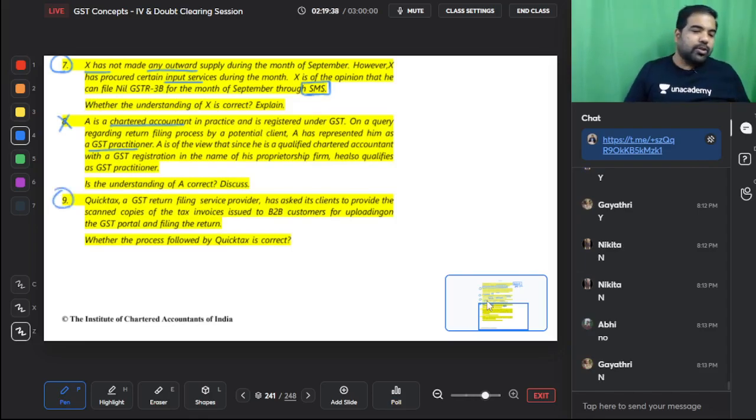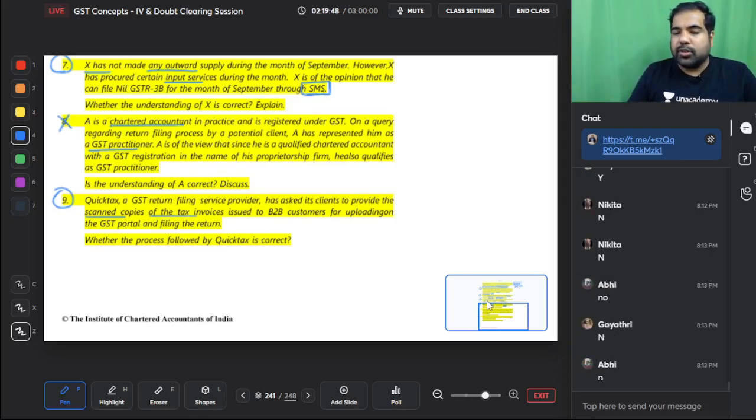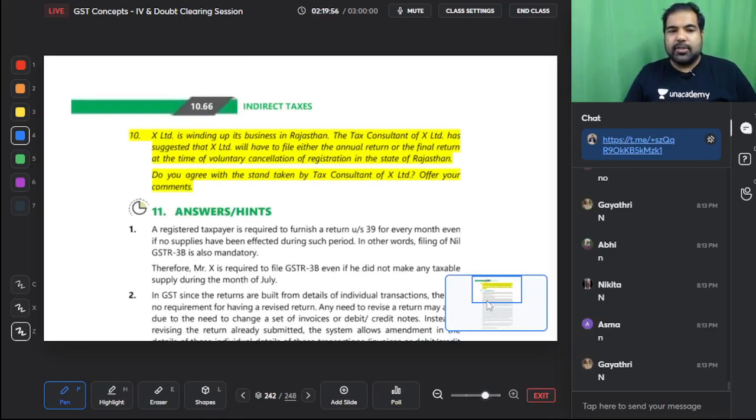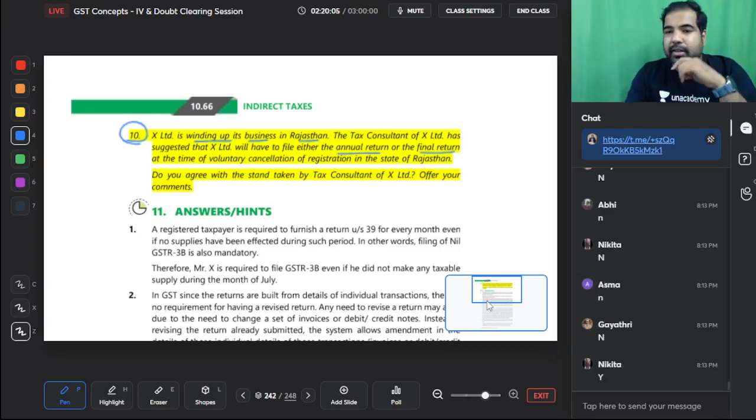Next is a very simple question, guys. Please answer the 9th question. Guys, do we need scanned copies of the invoices to be uploaded on GSTR1? No, they don't have so much of PDF capacity. And last question, guys, is here. X Limited is winding up its business in Rajasthan. The tax consultant of X has suggested that X will have to either file annual return or final return. Guys, is that the case? You file one of them? No, that's not the case. You have to file both the annual return as well as the final return.